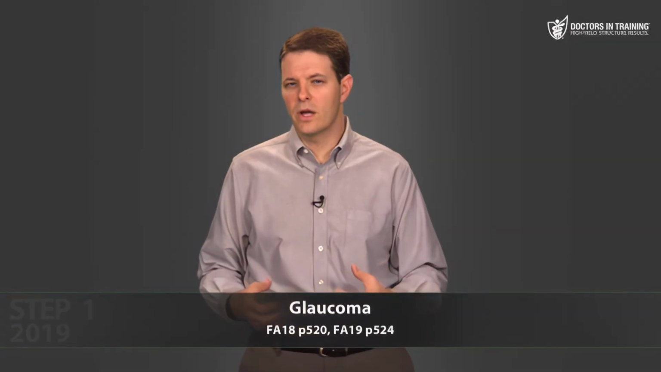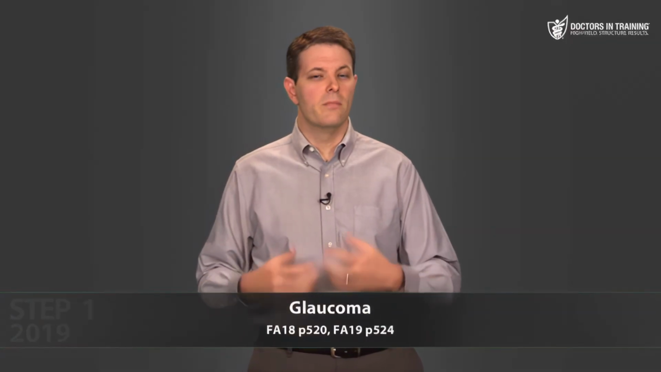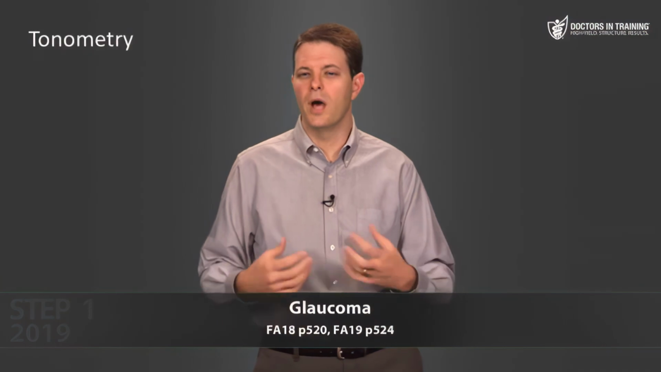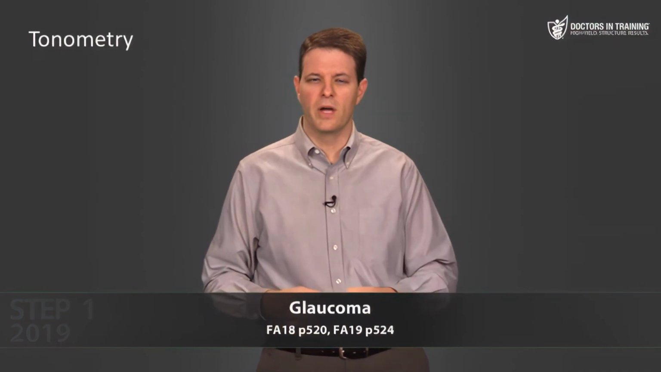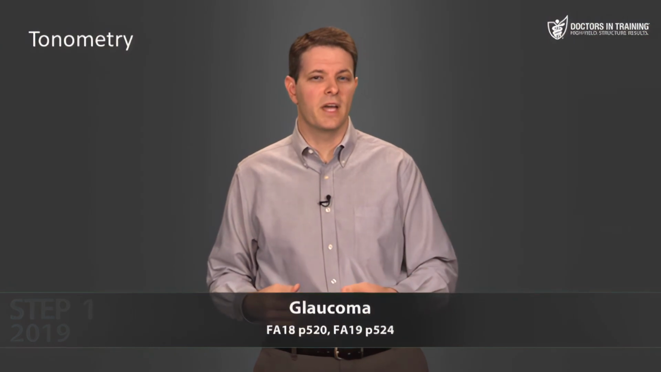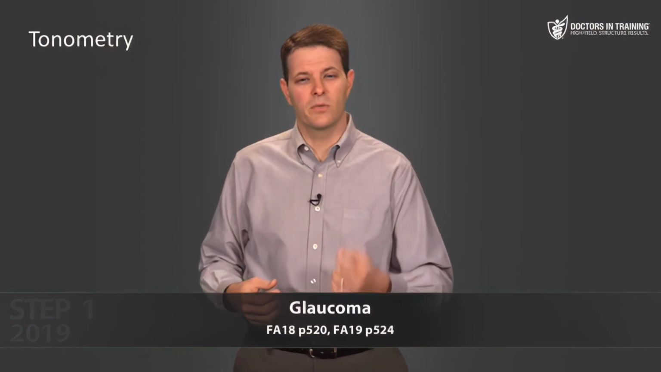So how can you screen for glaucoma? Well, there are several different ways to measure the intraocular pressure, which is called tonometry. The air puff test is one you're probably familiar with, where they blow that little puff of air in your eye. You can also examine the fundus of the eye and check the optic cup to disc ratio.